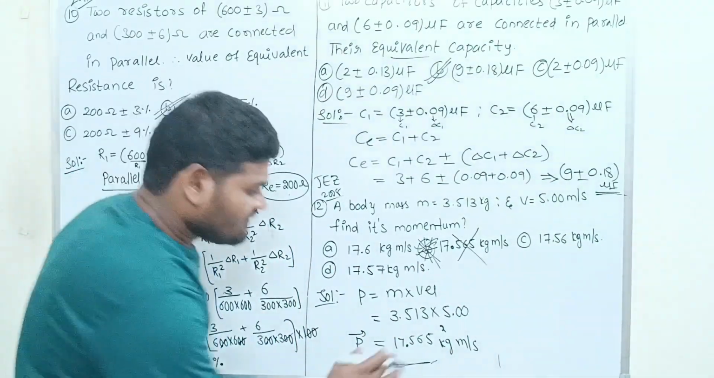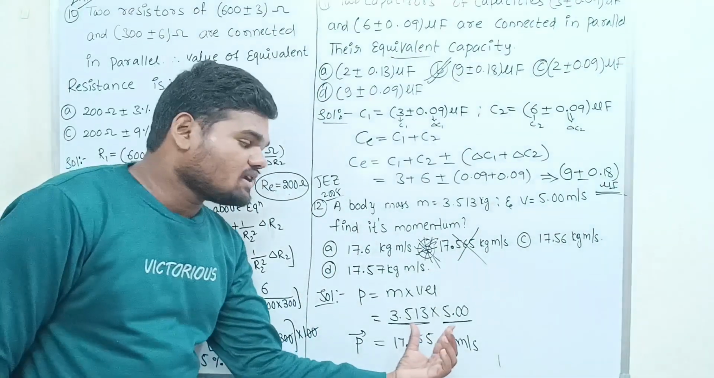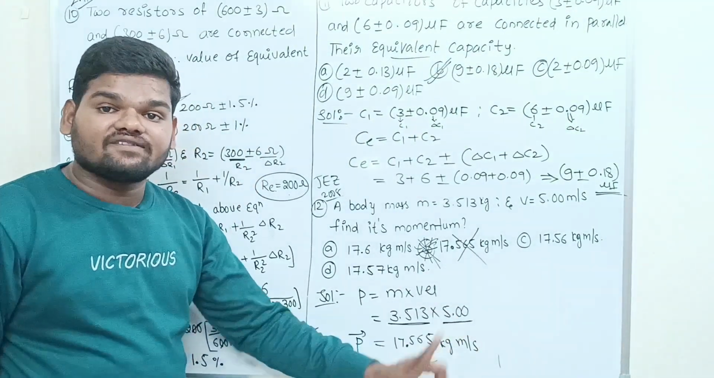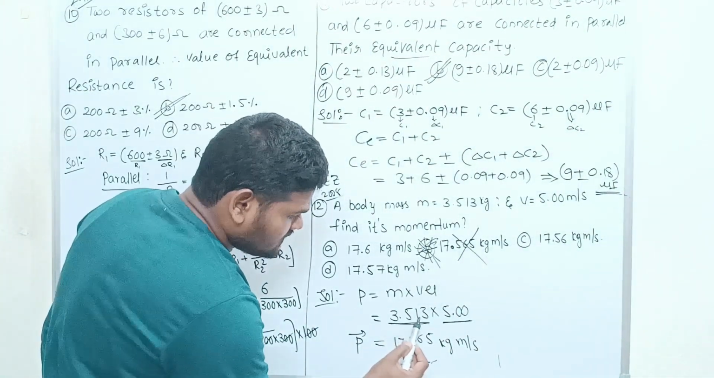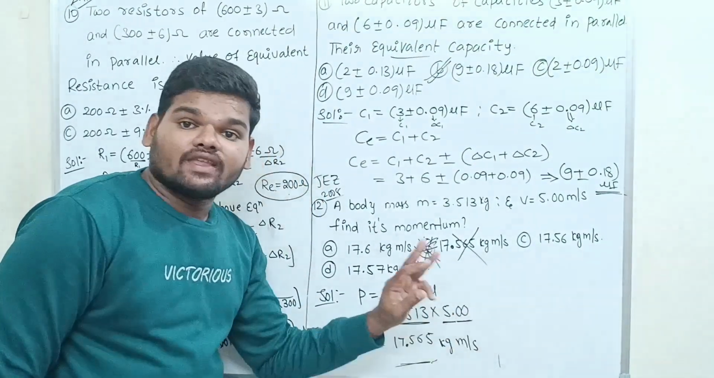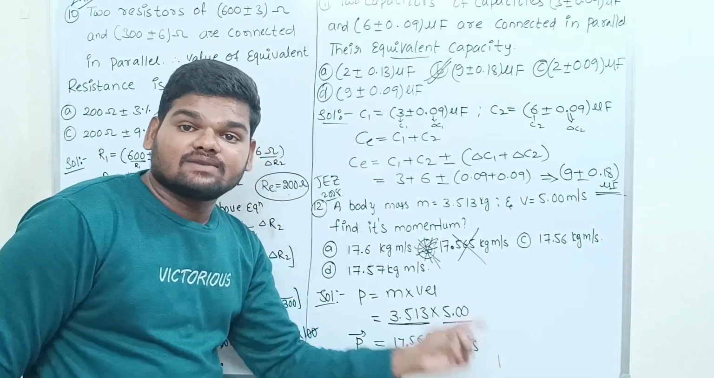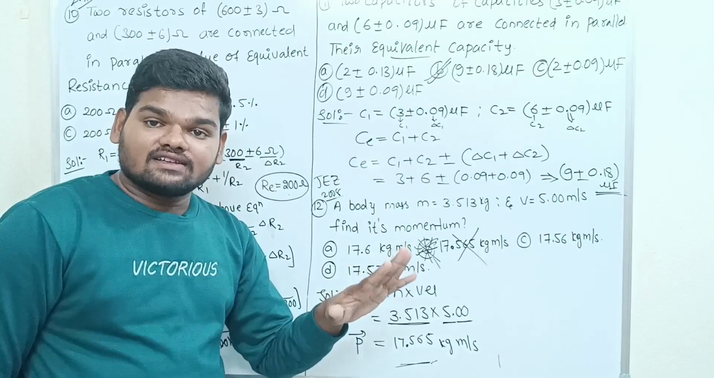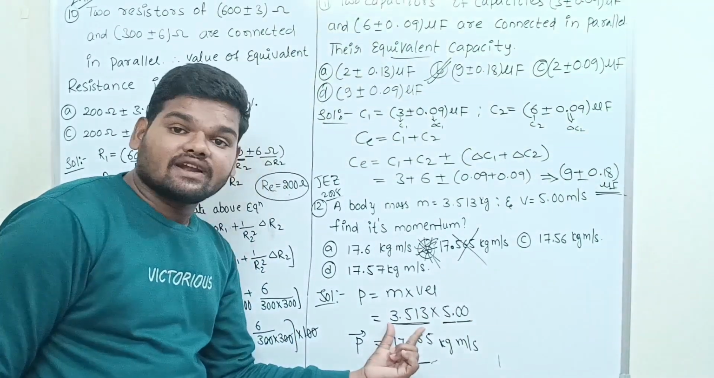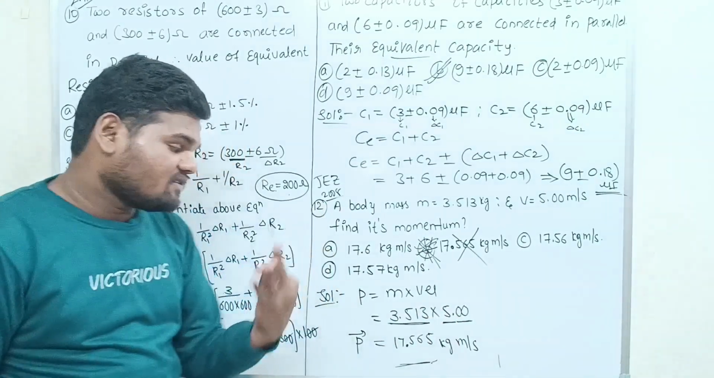Here we multiplied 3.513 and 5.00. Which number has the least significant figures? 3.513 has 4 significant figures. In 5.00, according to rule number 4, ending zeros appearing after the decimal are also significant figures. So 5.00 has 3 significant figures and the other has 4. Then we have to round to 3 significant figures.